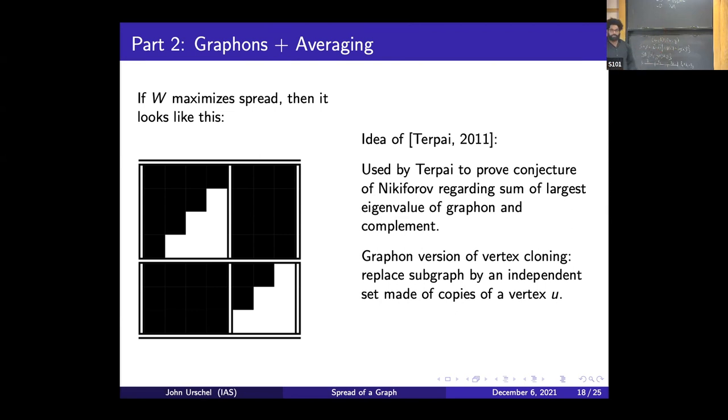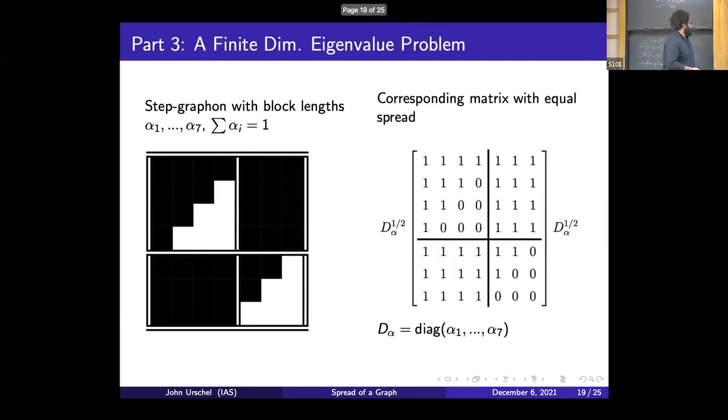To get from 10 to 7 is, in my opinion, not worth conversation. But from here, like I said, you can think about this as a finite dimensional eigenvalue problem. If we think about the class of step graphons where you have 7 blocks, these 7 lengths sum to 1, the spread of this graphon is exactly the spread of the corresponding matrix, where this diagonal matrix D of A simply has alpha 1 to alpha 7 on the diagonal. So figuring out the graphon that maximizes spread is equivalent to maximizing spread over this class of 7 by 7 matrices.